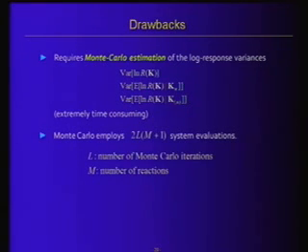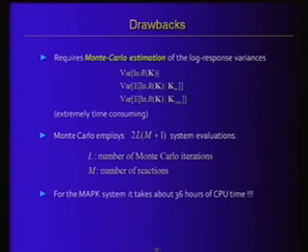And this uses 2L times n plus 1 system evaluations, where L is the number of Monte Carlo iterations and M is the number of reactions. You remember the number of reactions was 32. L may be about 5,000, 6,000. On this computer, for this system, it takes about 36 hours of CPU time.